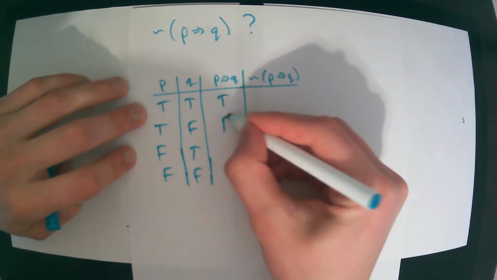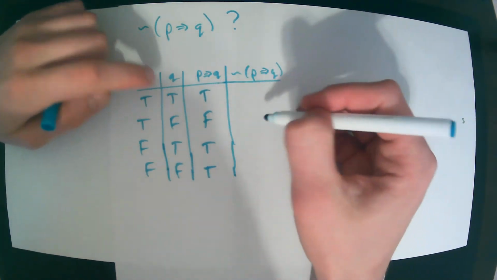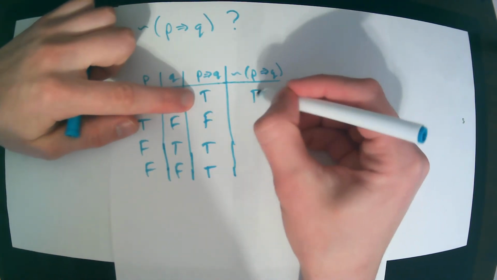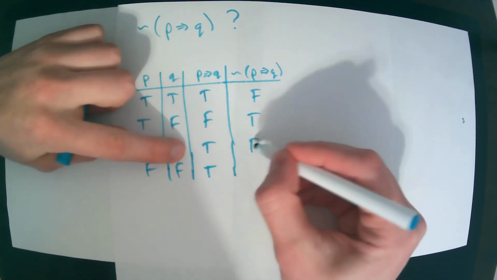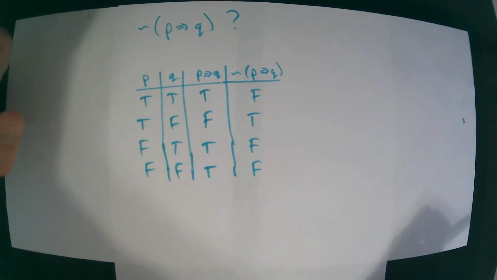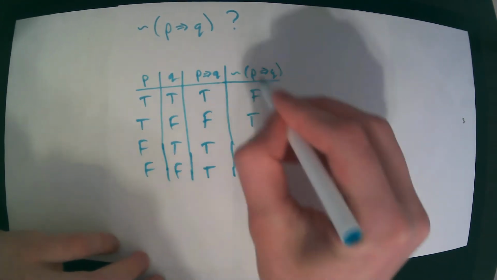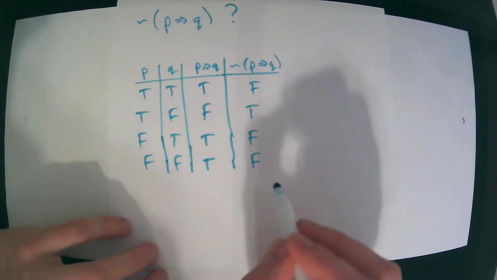Alright, I already know this. You should know this by heart now. And then just to get this column, we're just going to negate all of these. Okay, so I'm seeing a lot of false. So I want something that's going to be logically equivalent to this: false, true, false, false.